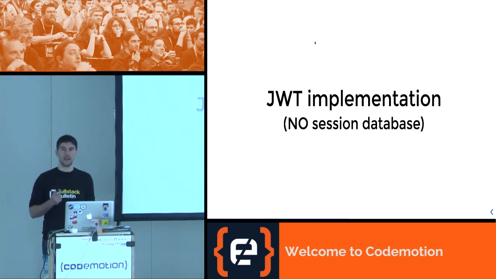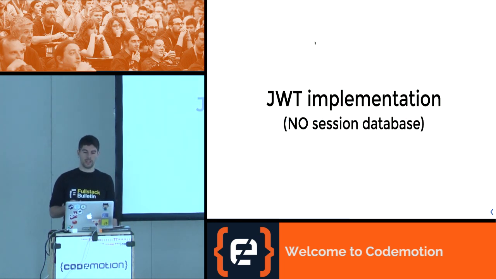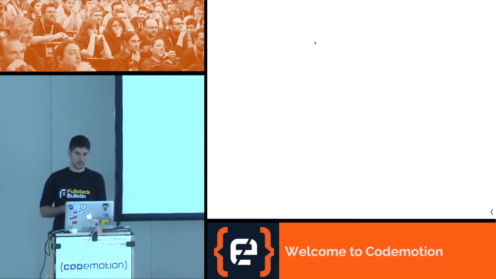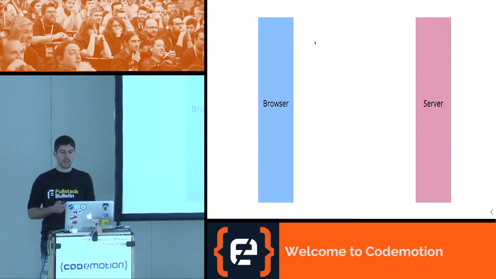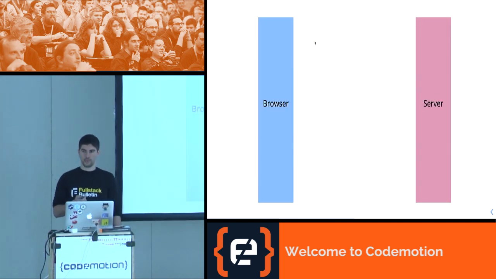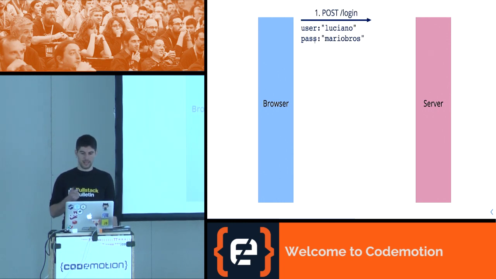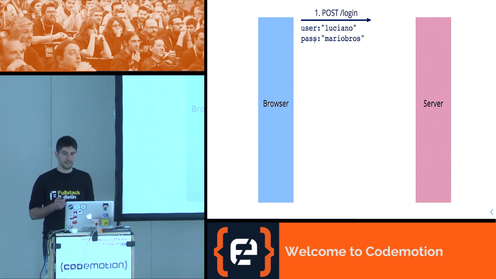Now we will see how it changes when we want to use JWT. In this case, we don't need a session database anymore, and you will understand why in a moment. This time we only have browser and server, and the flow is more or less like this. Again, the user tries to do the login.